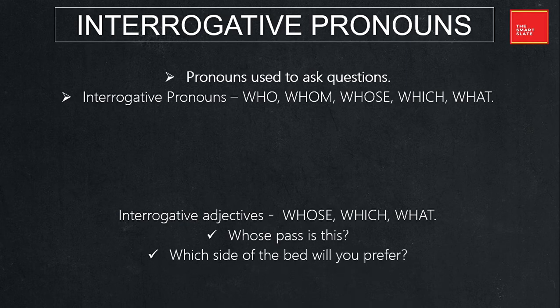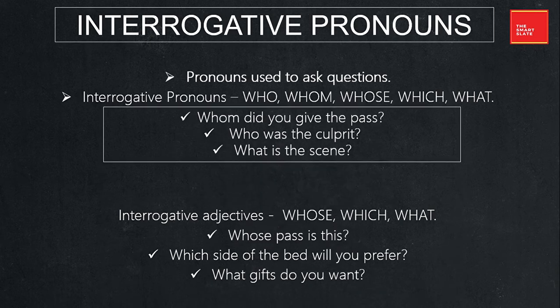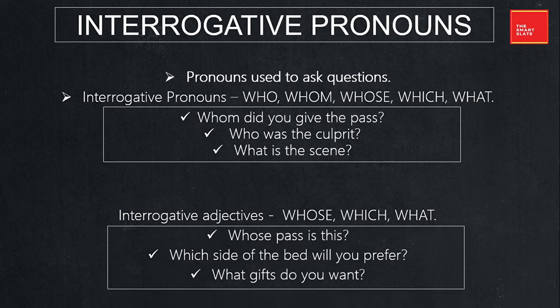Which side of the bed will you prefer? Or what gifts do you want? Again it is used with noun, so it becomes interrogative adjective. But here, whom did you give the pass? Or who was the culprit? Or what is the scene? When such words are used with the verb like did, was and is, whom did, who was and what is, they become interrogative pronouns. And in the interrogative adjective, whose pass, pass here is a noun, which side of the bed and what gifts. So gifts here again is a noun. So such words become your interrogative adjectives.